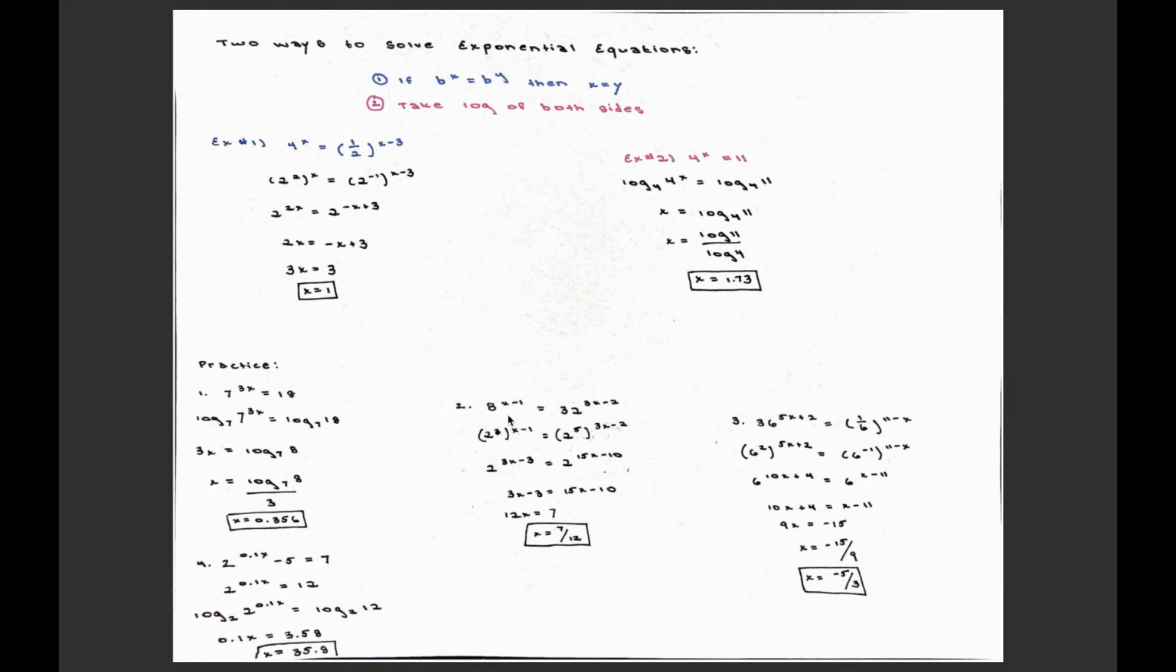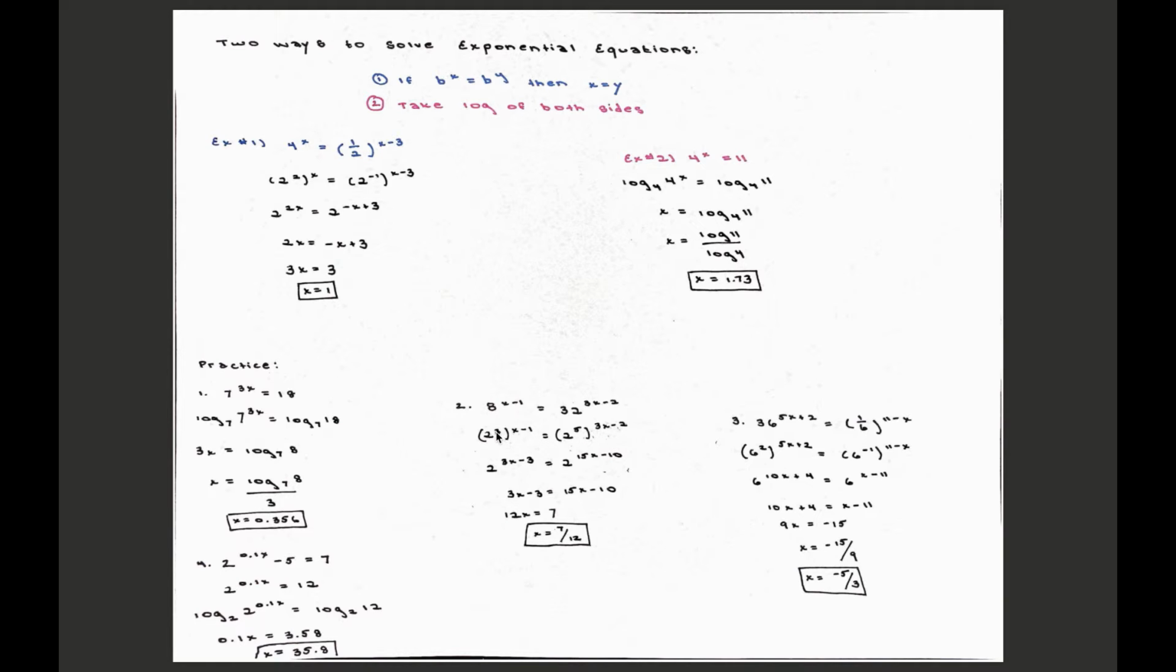All right, for number 2, I got 8 and 32 as bases. So I actually know that I can make that equal to 2. They can have the same base. So to get 2 for my base, I'm going to take 2 and cube it. Still have it raised to the x minus 1. And then for 32, 2 to the 5th, and then raise that to 3x minus 2.